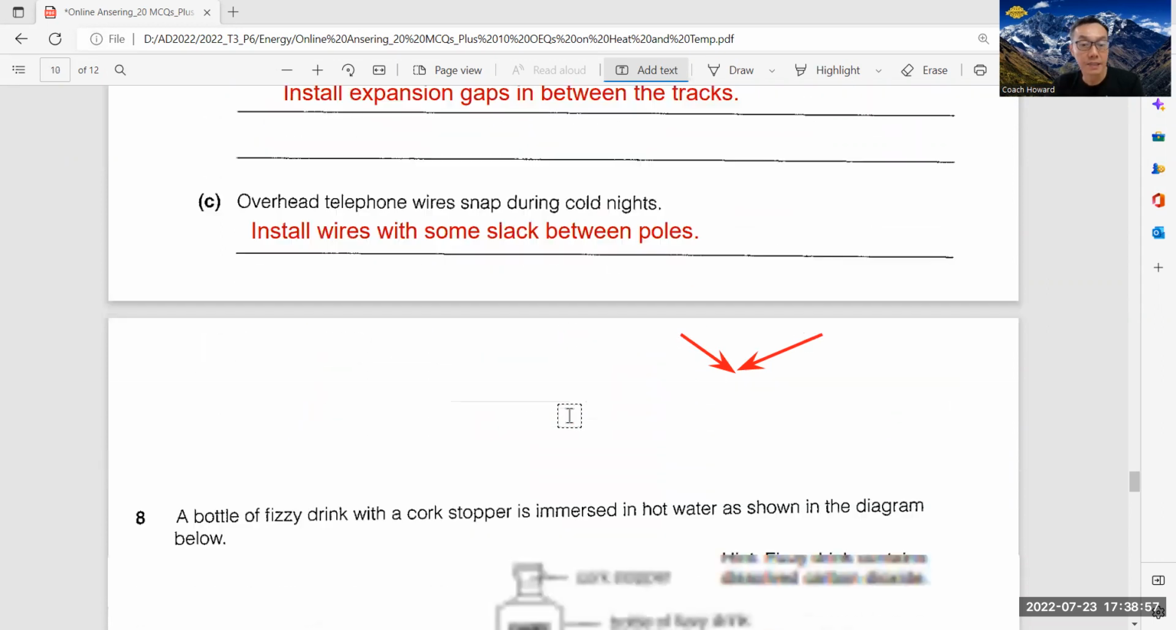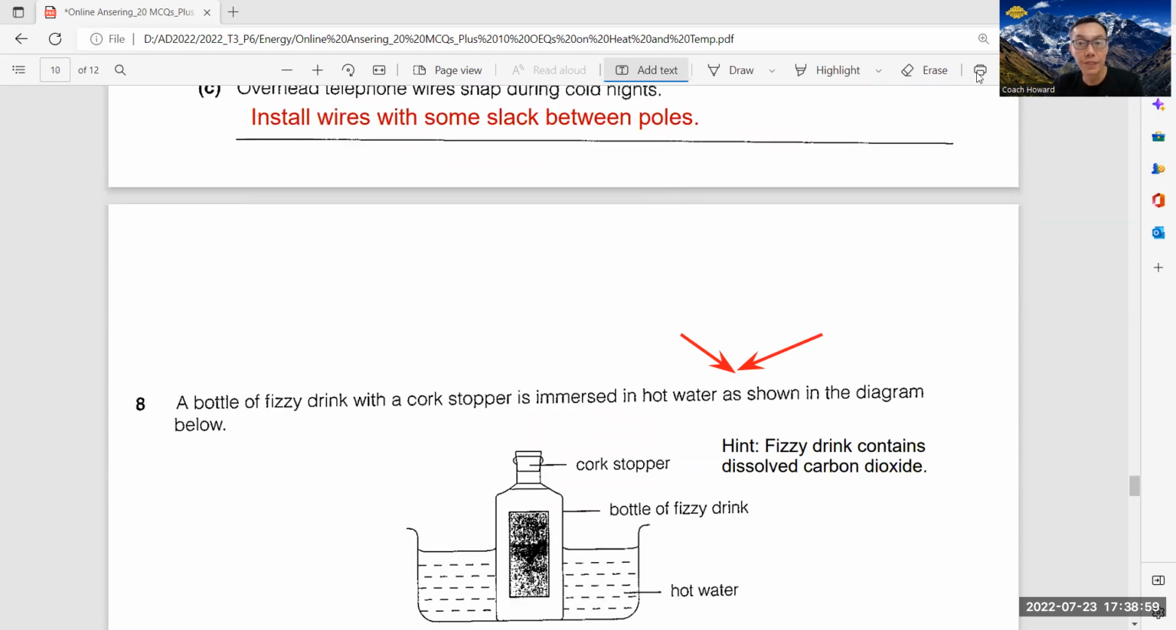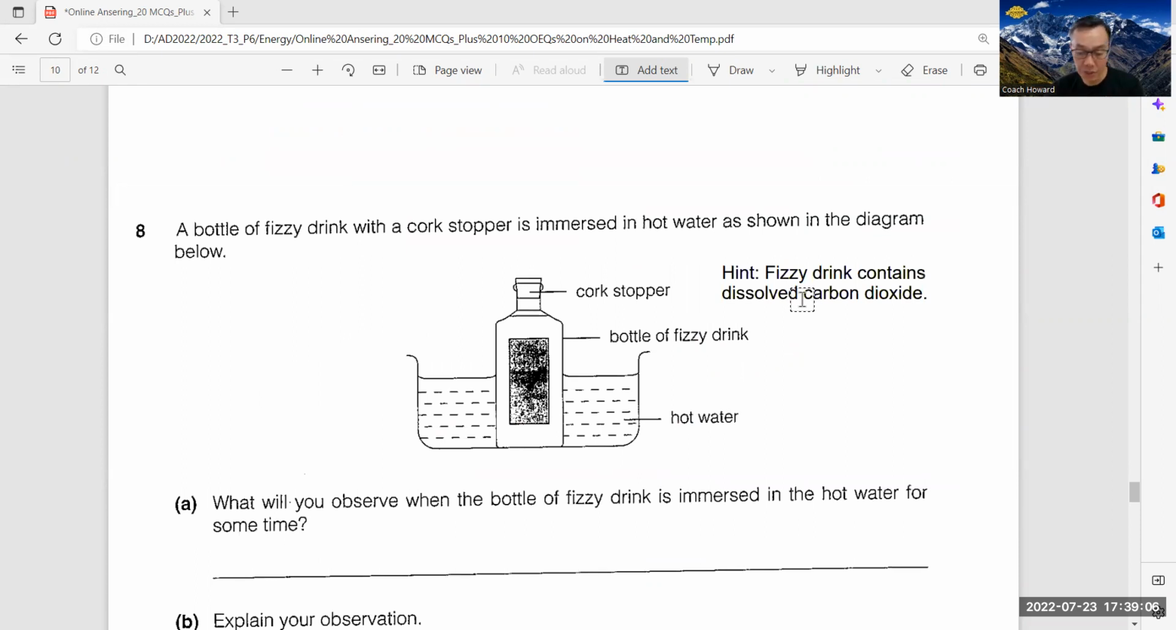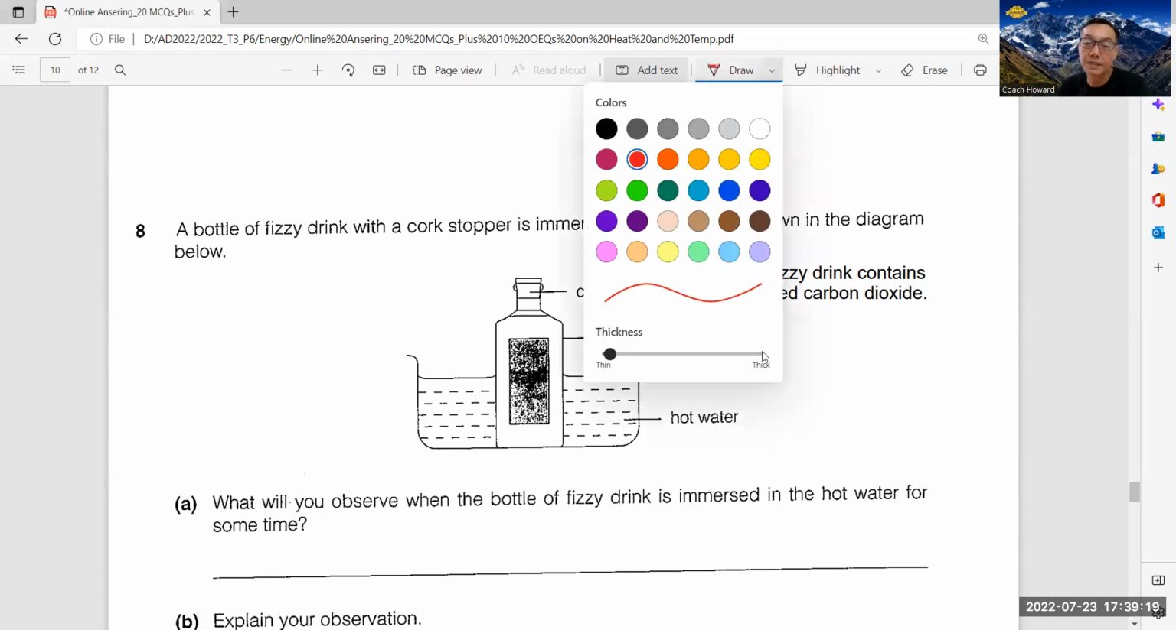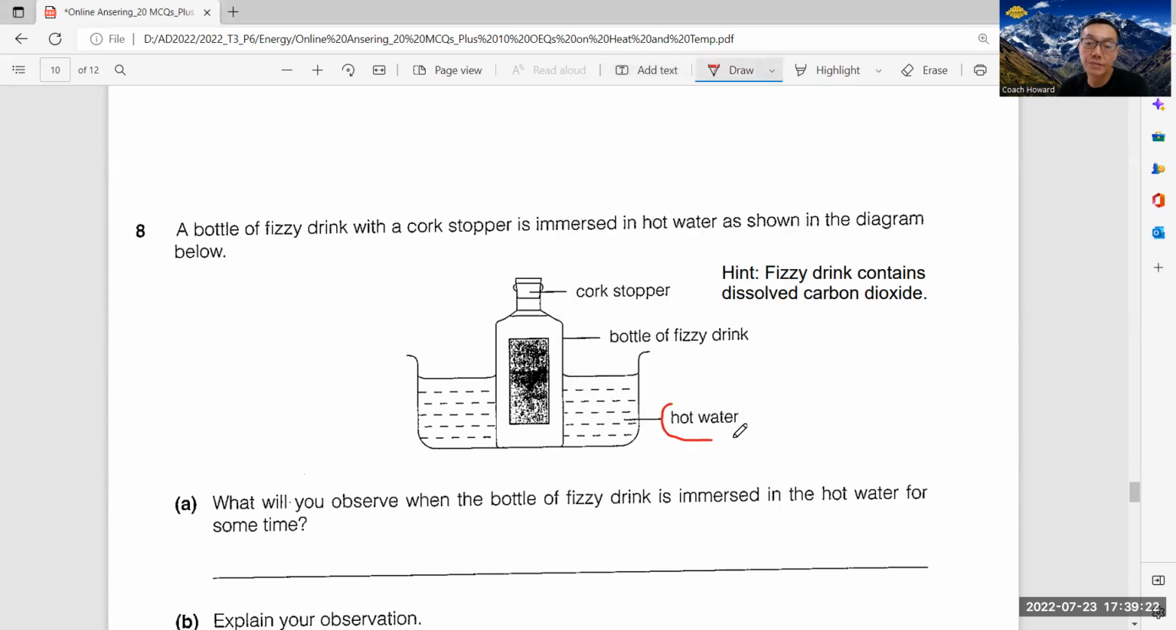Okay, next. This one I have written down a hint there. If you see carefully, there's a hint saying fizzy drink. Fizzy means those carbonated drinks, right? Like 7-Up, Coca-Cola. They actually contain dissolved carbon dioxide. So when you see such questions, it's good to annotate. You annotate the hot water here, and this one you note by the side. Fizzy drink contains what? Dissolved carbon dioxide.